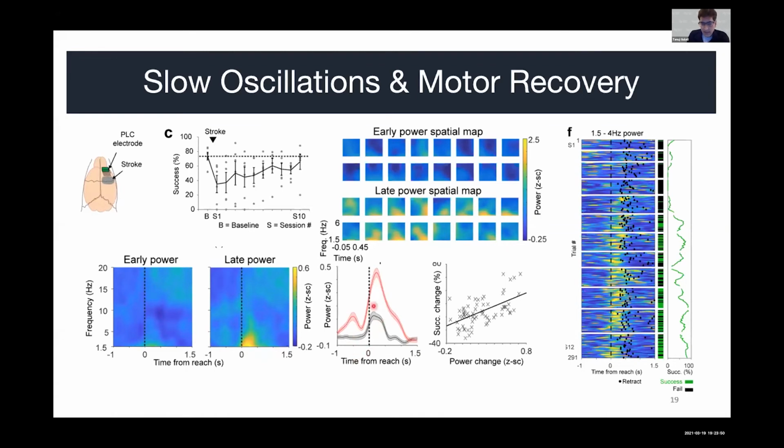And this is the same power plot, which shows that there is an increase from early after stroke to late after stroke in this particular power. And this is a regression which shows that this power change is really correlated to the success change on a day-to-day basis. So as this oscillation is coming back, the capacity to start grasping again is also coming back in these rats.